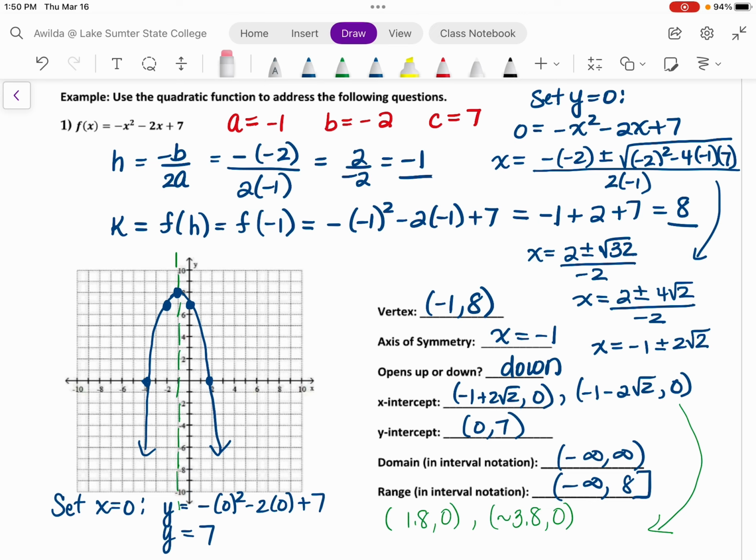Again, these are decimal approximations, not exact values, but that is enough for us to be able to add them to the graph and finish off our drawing. So we see here that I've added 1.8, comma 0 and -3.8, comma 0 to complete the graph.